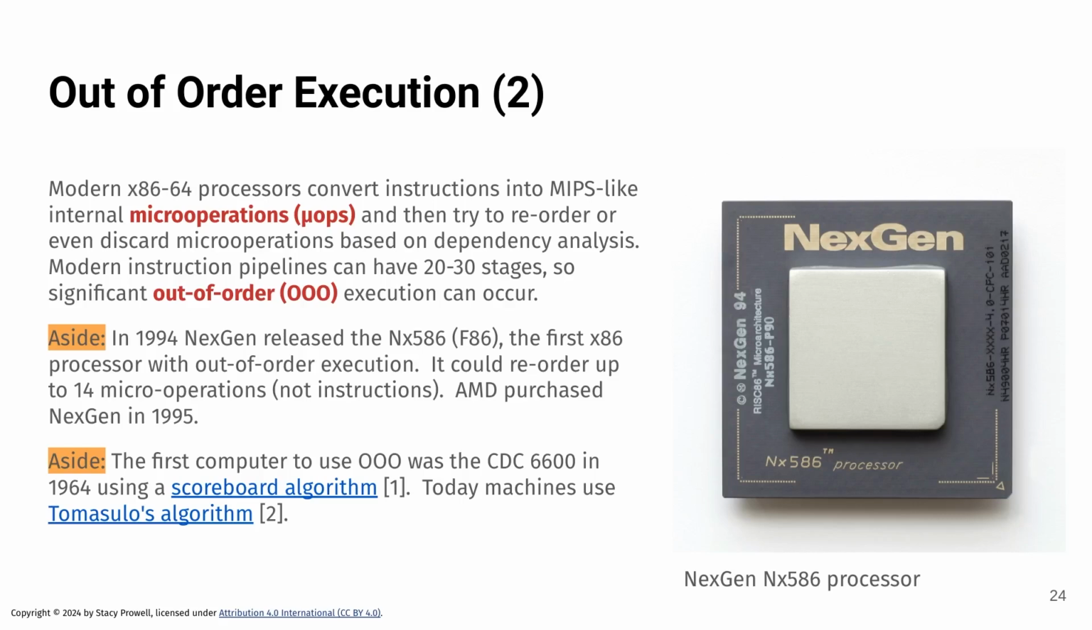So you might think to yourself, wow, that's cool. Is that the first processor or the first computer that could do out-of-order execution? No. The first one was the CDC 6600 in 1964. And it used an algorithm called the scoreboard algorithm. Modern machines use Tomasulo's algorithm. If you want to know about those, there are links to click to go and find out more. But modern processors use some variant of Tomasulo's algorithm in order to do this. And you can read about it at that link. If you're super curious, this is all out of scope.